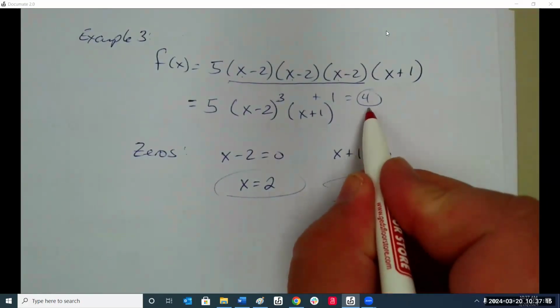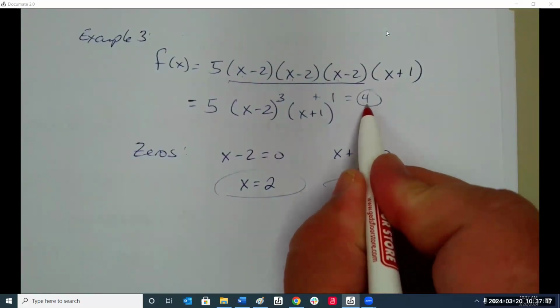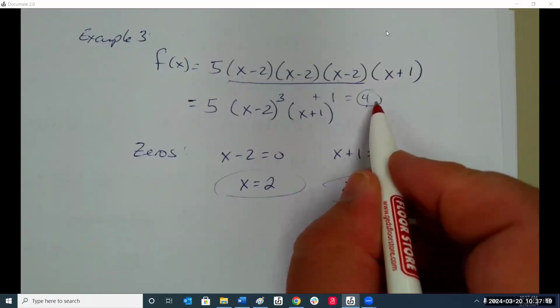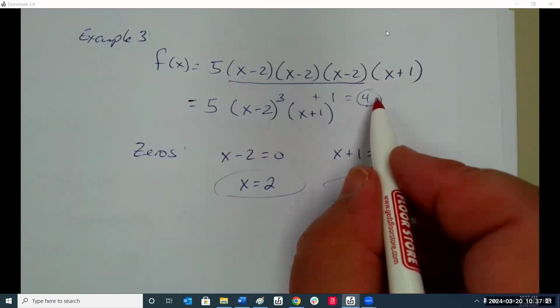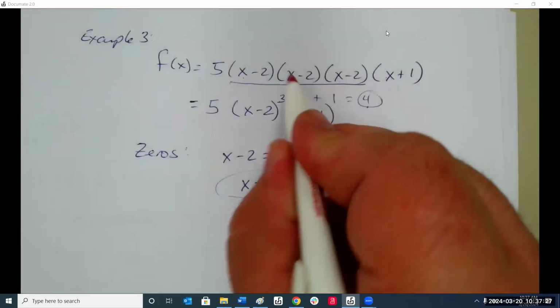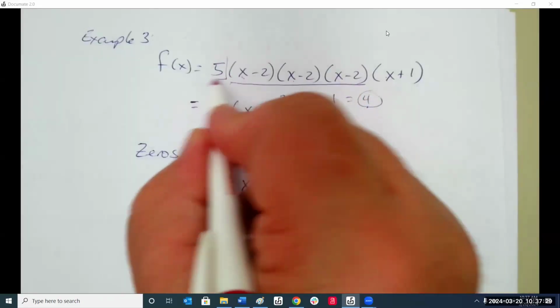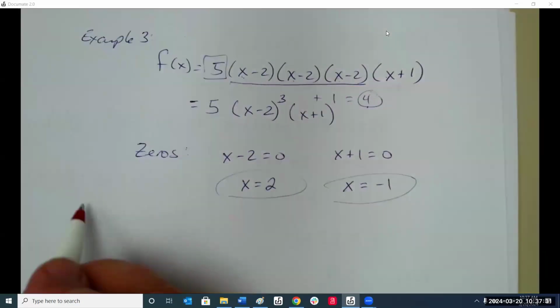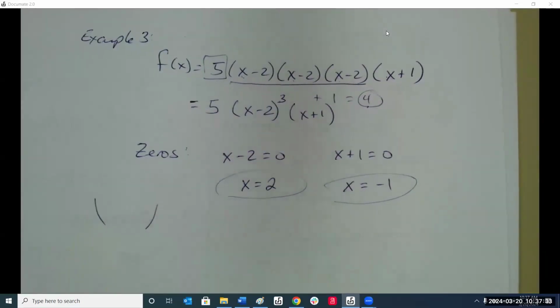So since we know it's degree 4, what do we know about the end behavior? They both go the same direction, either up or down. Since all of the x's are positive and the coefficient's positive, that means we know that our graph will look something like this.